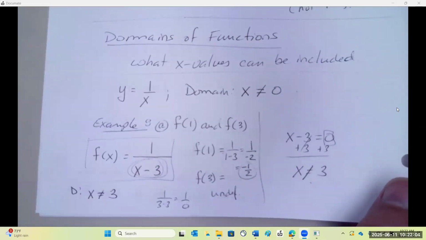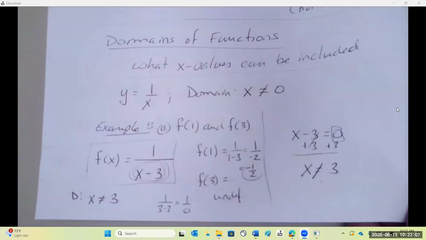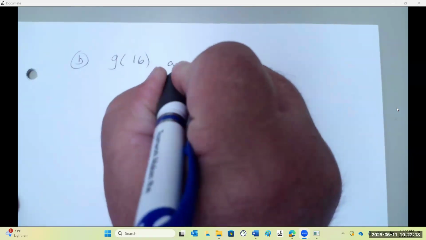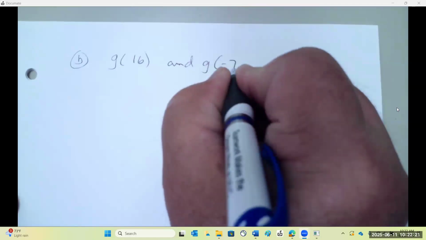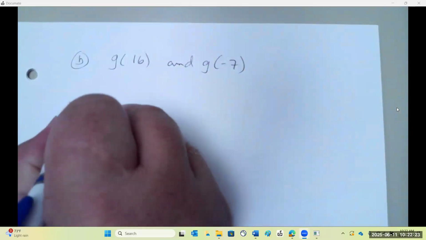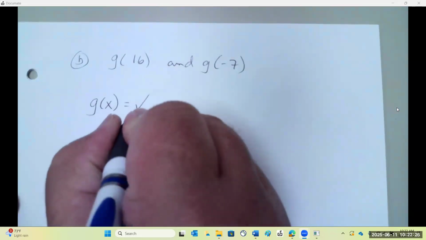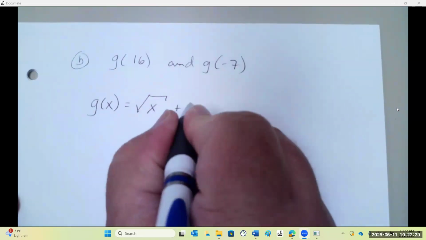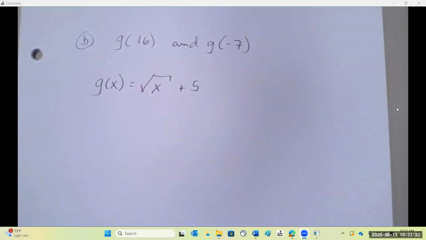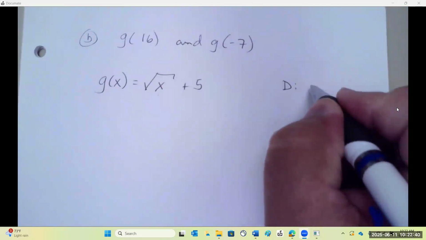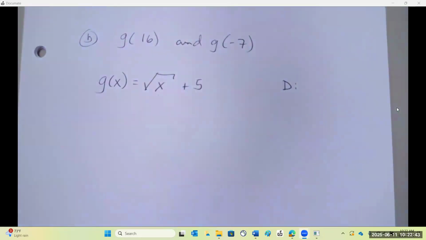Okay, that's with fractions. We haven't talked about these other ones, but let's look at this anyway. What if I have g of 16 and g of negative 7? g of x is this equation. What's my domain of g of x? Okay, we haven't talked about this yet.